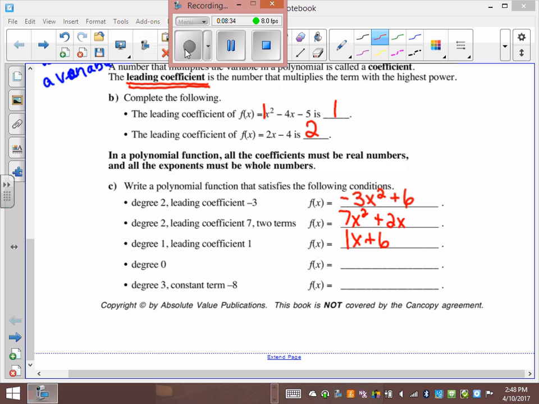Degree 0. Any number. Just can't have a variable. So I could go minus 7. You could have went 22. You could go 10. You could do a fraction, 1/3. You just can't have an x on it.